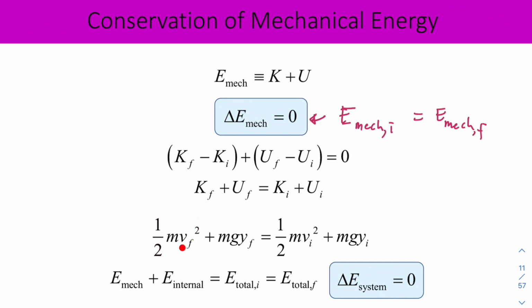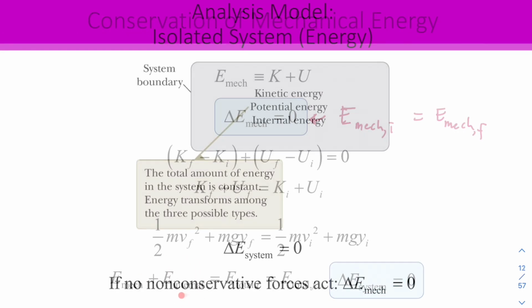We already derived this. How come it's half mv squared? Okay, and then for potential energy it is mgy. This is for the term of final. Here is for the term of initial. Alright, and then E mechanical plus E internal must be equivalent to E total initial, which must be equivalent to E total final. That is how delta E of the system is equivalent to 0.